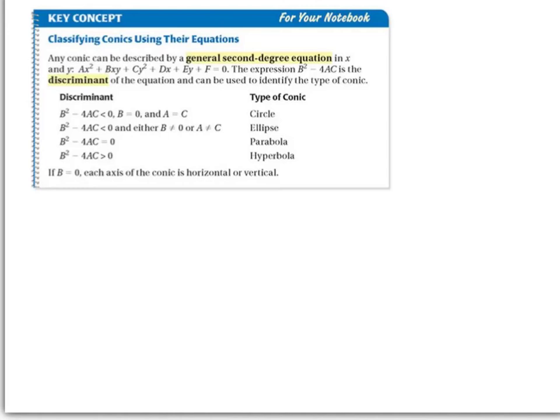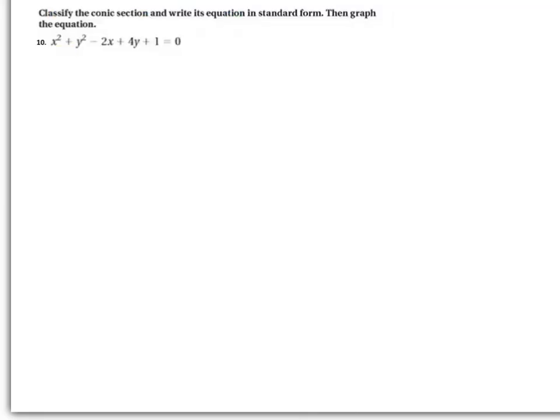So it says classifying conics using their equations. Okay, so I don't ever use this, so you don't really need to, but in case you were looking, there is a rule here, but I just get the equation. So let's look at the next. It says classify the conic section and write its equation in standard form, then graph. Okay? So I see x squared, y squared. So I know it's going to be circle, ellipse, hyperbola, but this is what I would do. I would regroup them.